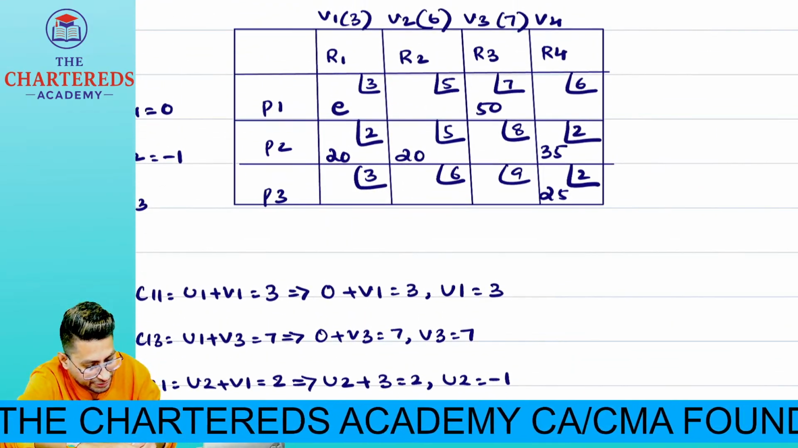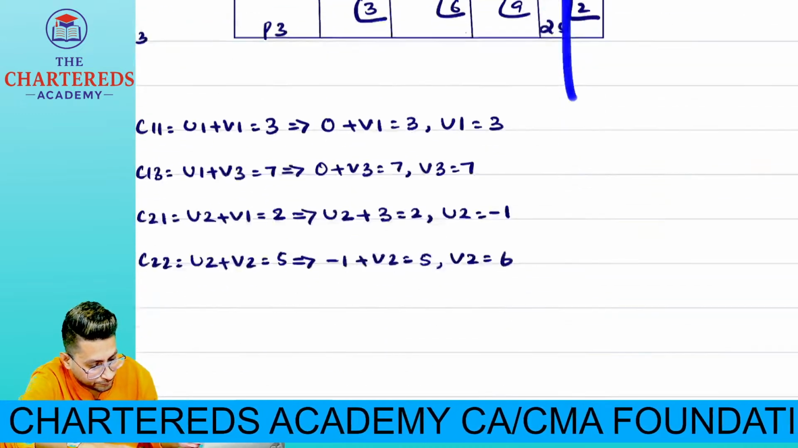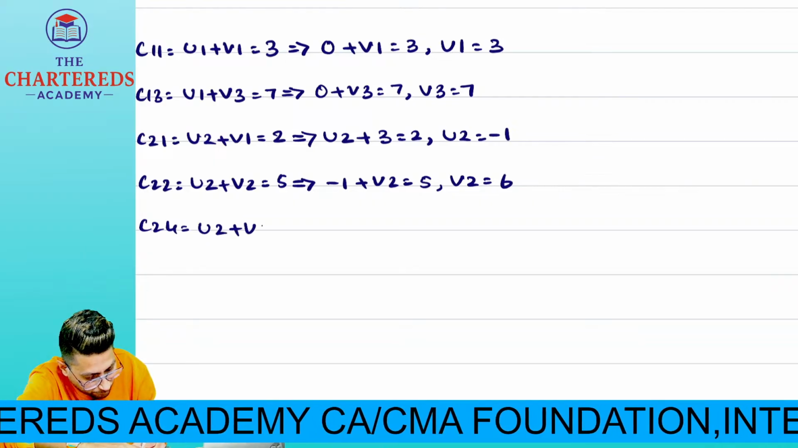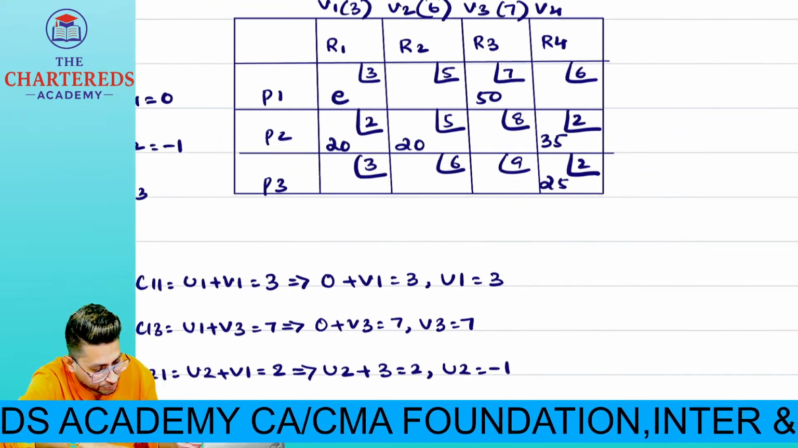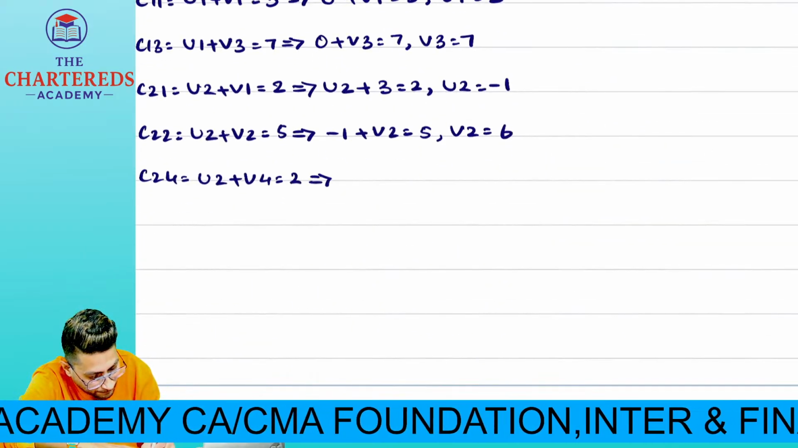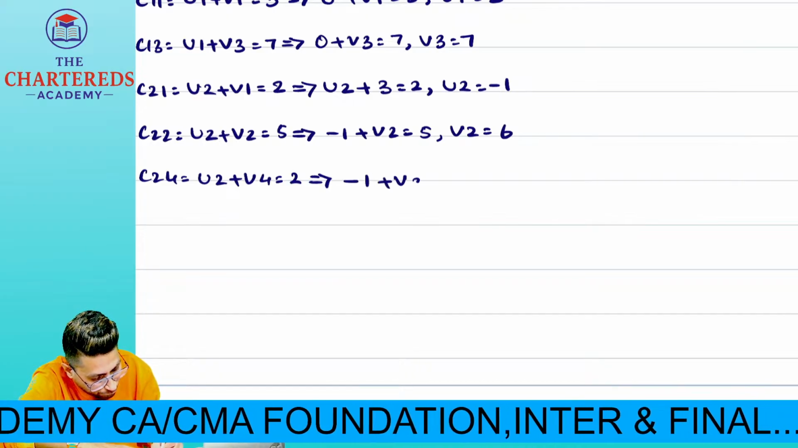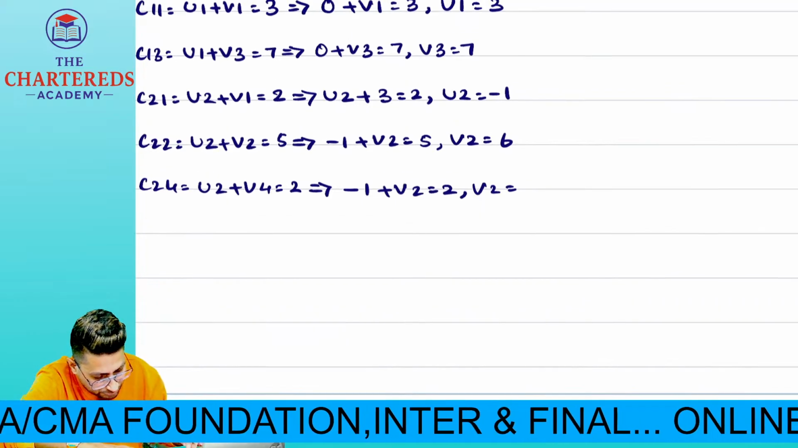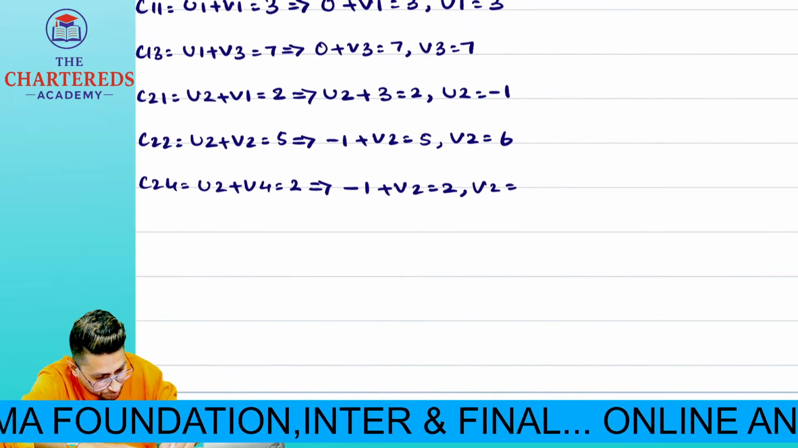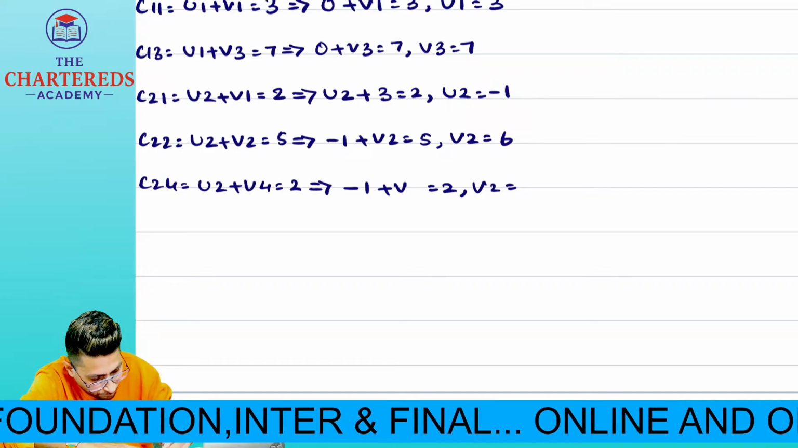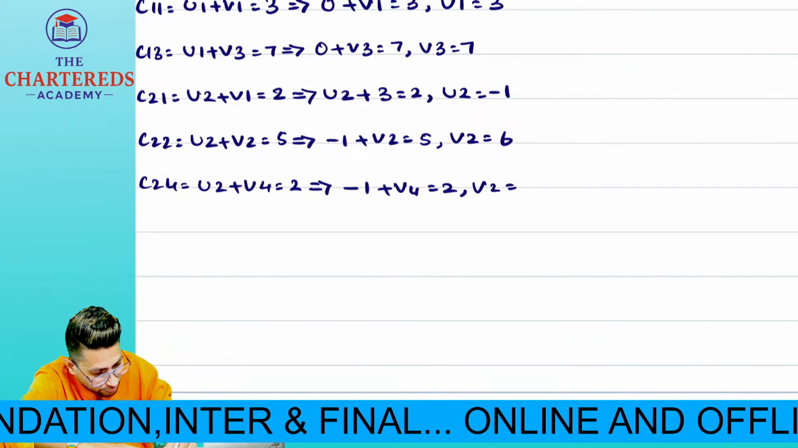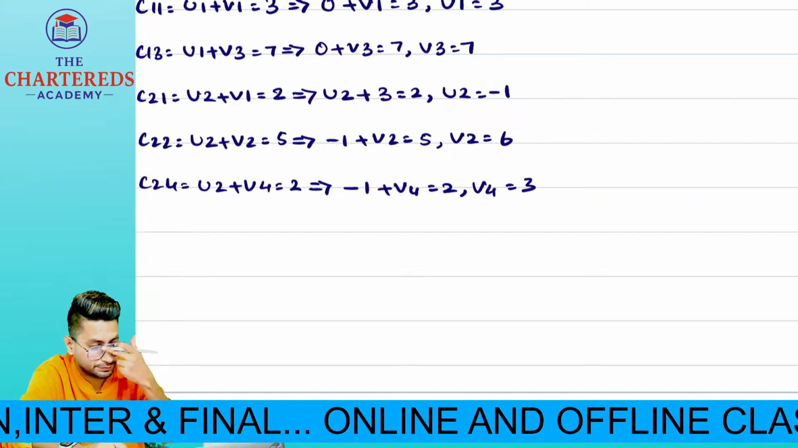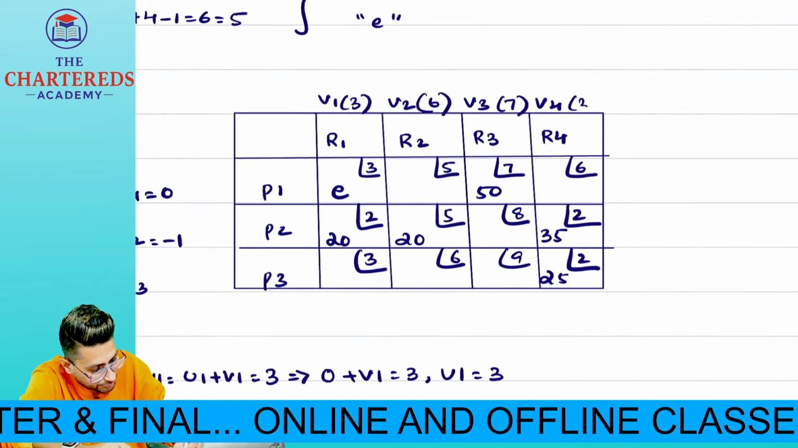Next allocated cell is C24. U2 plus V4 is equal to how much? 2. U2 is minus 1, V4 I don't know, equals 2. Then V4 will be equal to 3. Here I'll go and write 3.